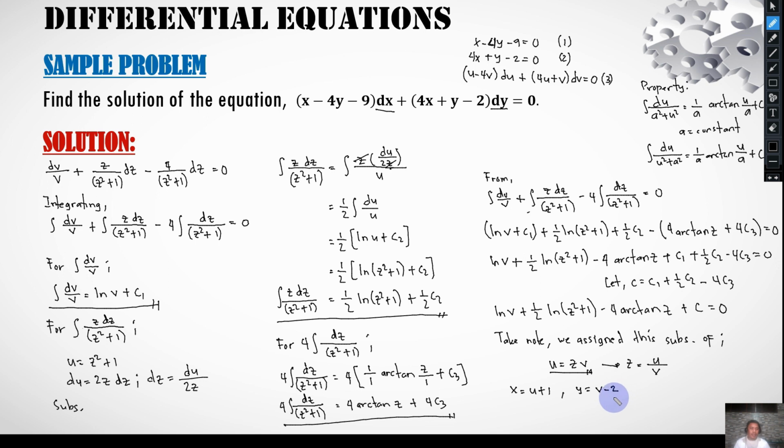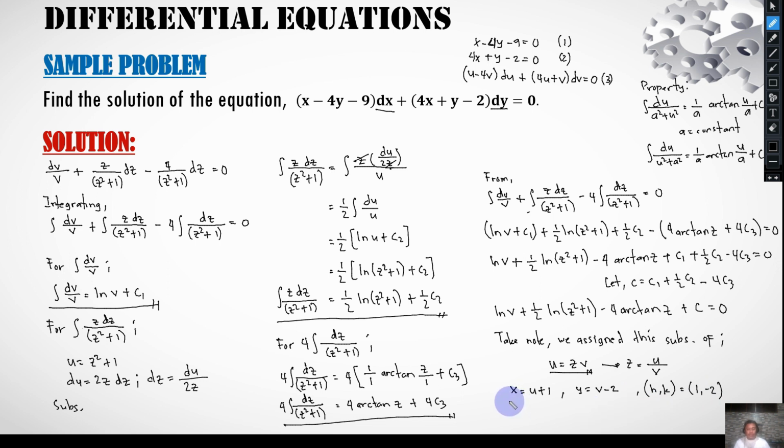Since our (h, k), or point of intersection, is just equal to 1 and negative 2, that's why we now have x equal to u plus 1, since our h is 1. And then our y is equal to v minus 2, since our k is negative 2.